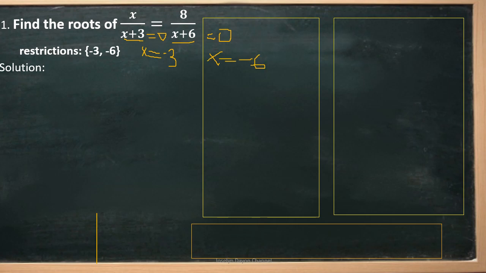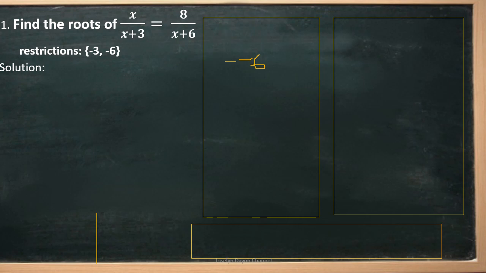So meaning to say, we cannot have a value of negative 3 or negative 6. Once we substitute negative 3 into the denominator, the denominator will become 0. And also negative 6 plus 6 is equal to 0. Once the denominator becomes 0, it is already undefined.